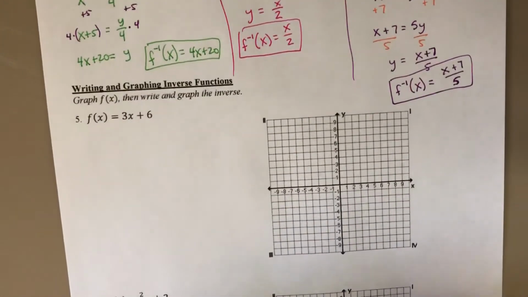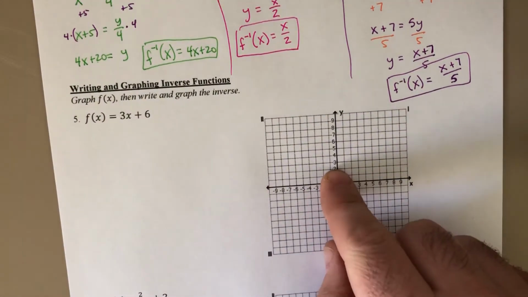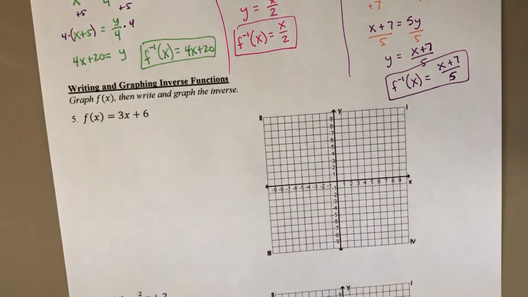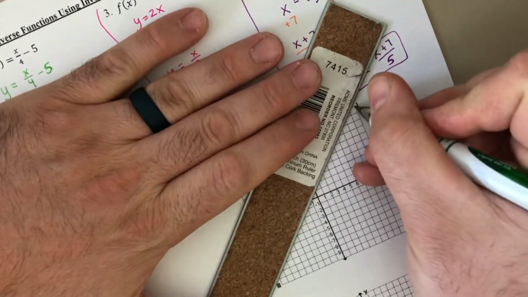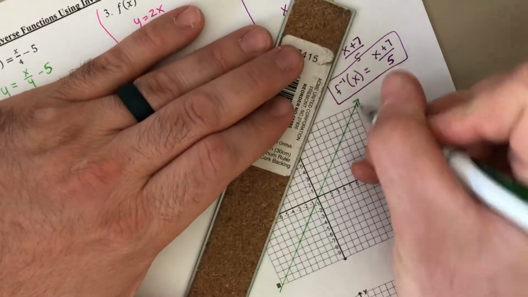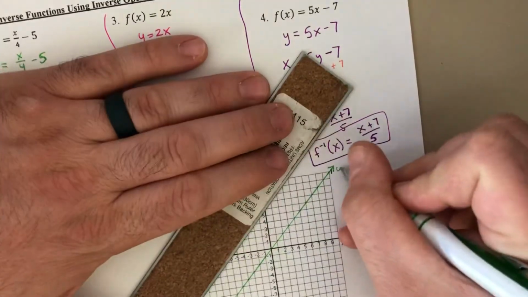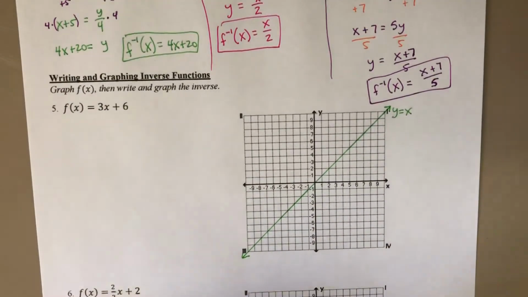All right, let's go ahead and graph these. Now, these are linear, so we're going to graph the line. Let's also put in our y equals x line, where we're going to reflect across. So let's put that in here. Y equals x, so we know we're reflecting over this line.